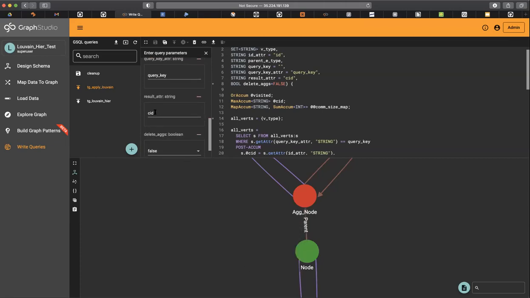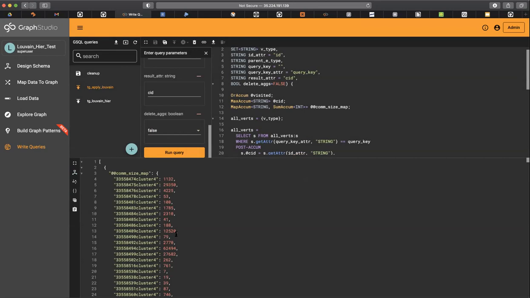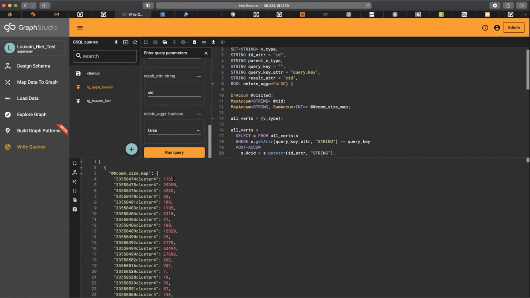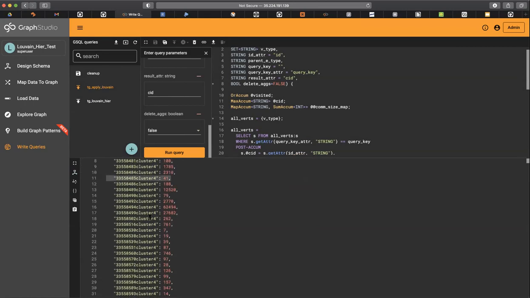The CID, which stands for community ID, is just the attribute that I would like to store the result on my base vertex type. And I can choose to clear the aggregate vertices as I traverse them, but for now, I'll just leave them in the graph. But let's run this algorithm. I may have to increase the runtime, because by default Graph Studio, no, okay, it actually ran pretty quickly. So here are all the generated communities, and these were the sizes of those communities. We got some pretty large ones, and some smaller ones.